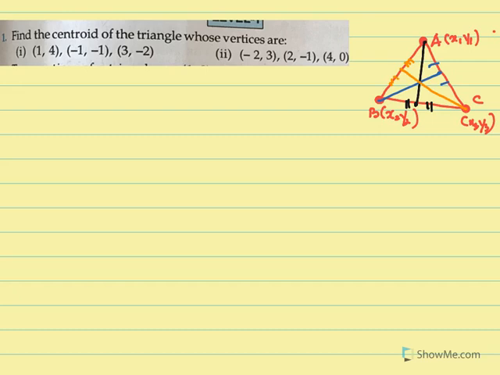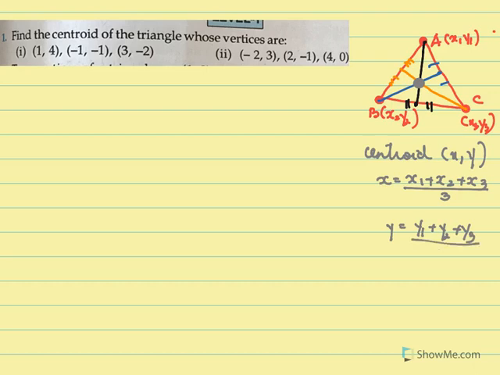Now all these medians meet at a single point here. This single point, the meeting point of all the medians, is called the centroid. In this case, we'll say it is x, y. And there is a formula. Your x is x1 plus x2 plus x3 over 3. And your y coordinate is y1 plus y2 plus y3 over 3. And that's what we need to do here.